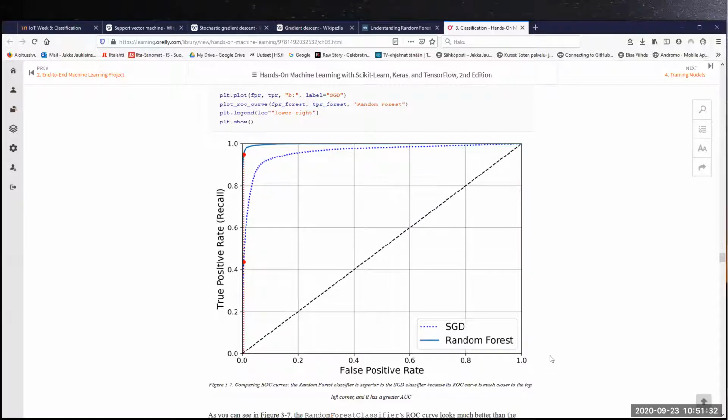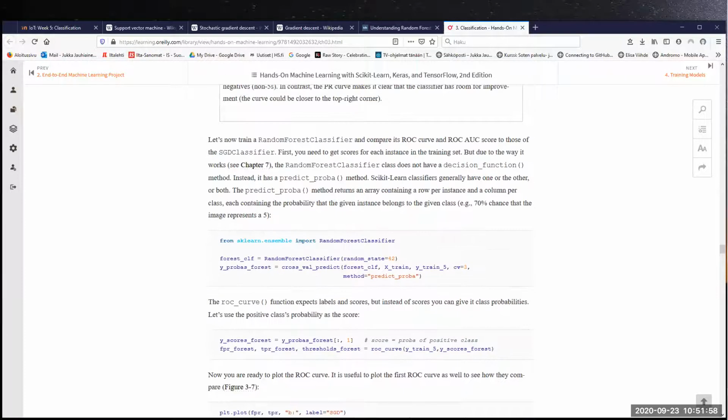You have 1 times 1 divided by 2. So this area is 1/2, and the extreme case is that the area is exactly 1 times 1. So the closer this area under the curve is to 1, the better classifier we have.